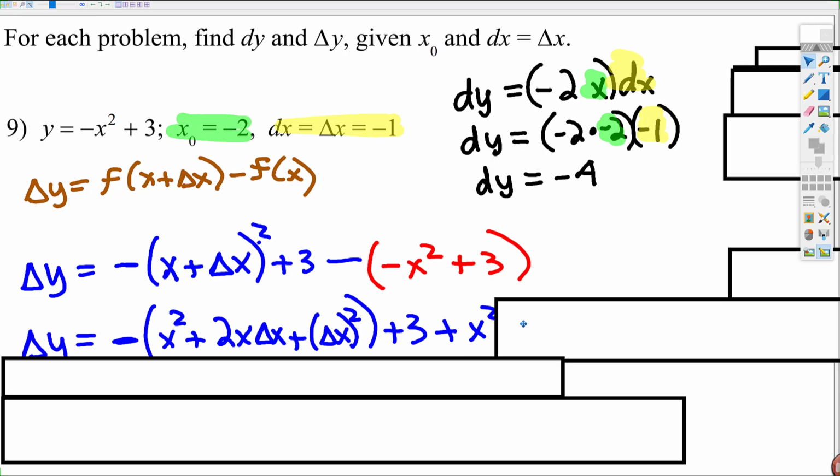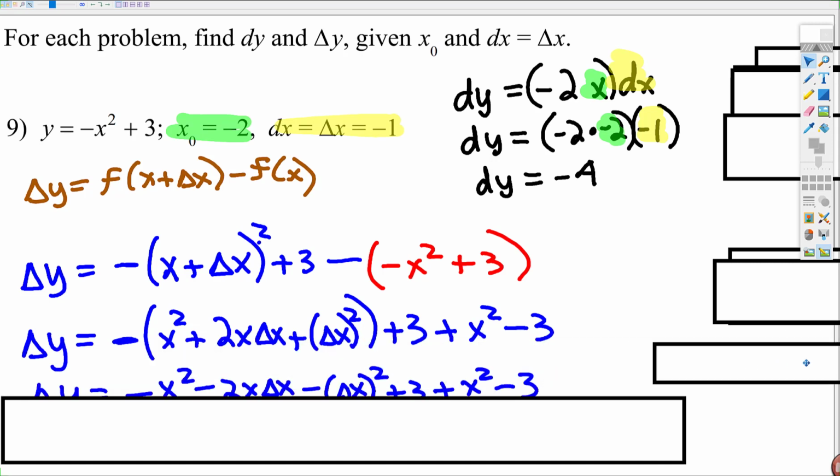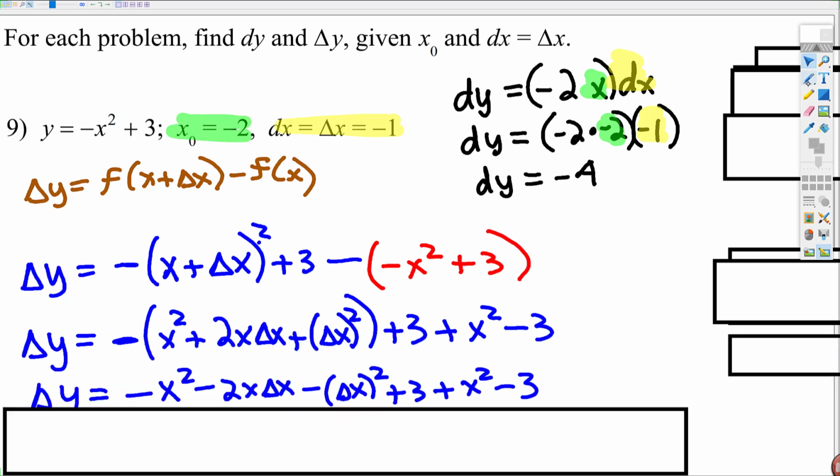And then plus x squared, subtract 3. And then we give this negative sign to each of those. And then you just look at this and cancel what can be canceled. And by the way, it's always this stuff that's getting canceled. So it's negative 3 cancels with positive 3. It's positive x squared cancels with negative x squared. And then you've got negative 2x delta x, subtract the delta x squared. So where the delta, you're going to plug in the x value, and you're going to plug in the delta x value that they provide up there.